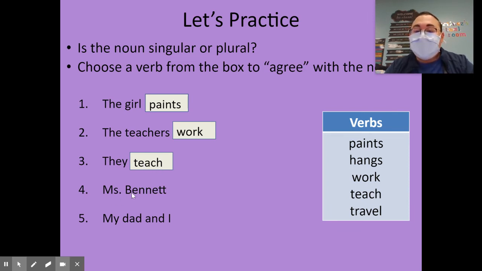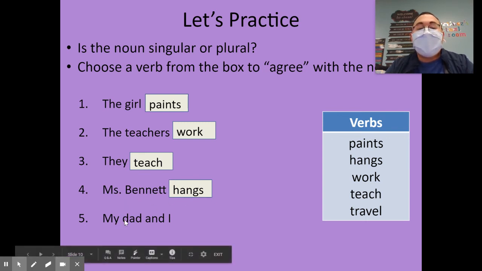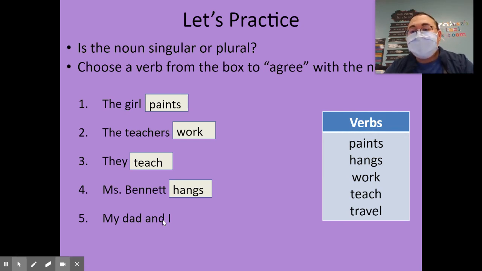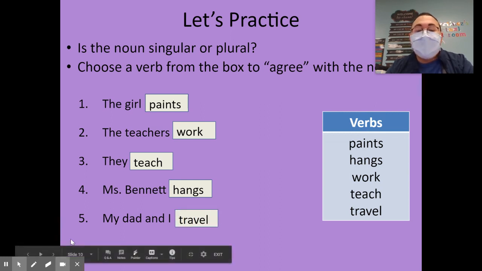Miss Bennett. Singular, so do I add an S or do not add an S? I add an S because singular, we add S's. Miss Bennett hangs, right? My dad and I. Is that singular or plural? It's plural because I'm talking about my dad and I. I'm talking about two people, me and my dad, right? So do I add an S? No, because it's plural. My dad and I travel, okay?